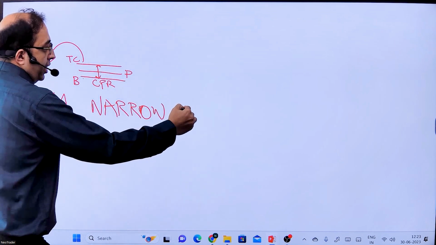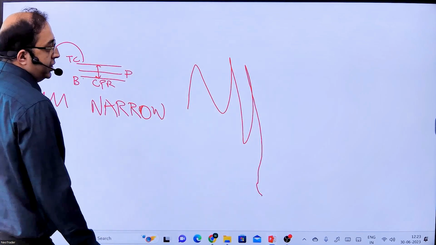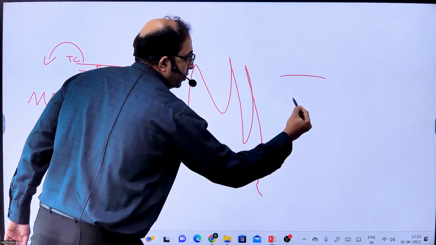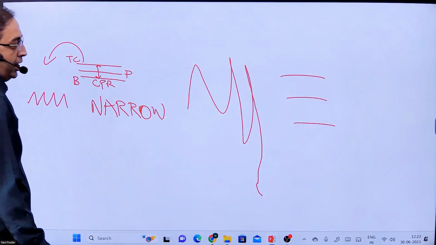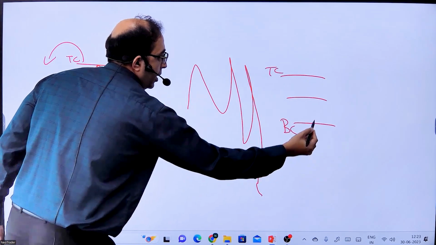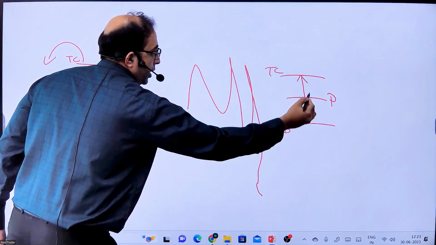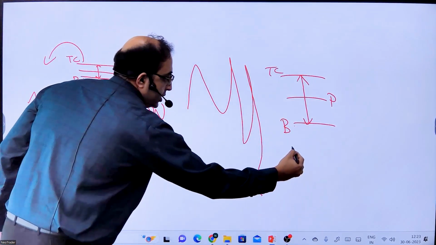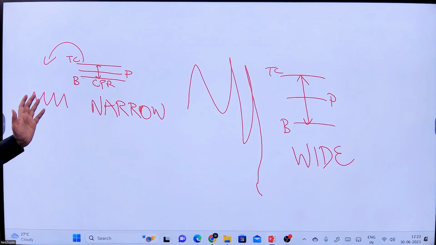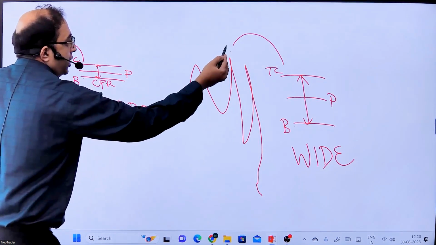Now, it may so happen that on certain days the movement is very wide. In such a scenario, it is highly possible that you will have three lines, your TC, your bottom pivot, and your main pivot, at a distance. This distance is a little farther away, and that's why this is called a wide CPR. So narrow CPR and wide CPR are every time based on the previous day's range.